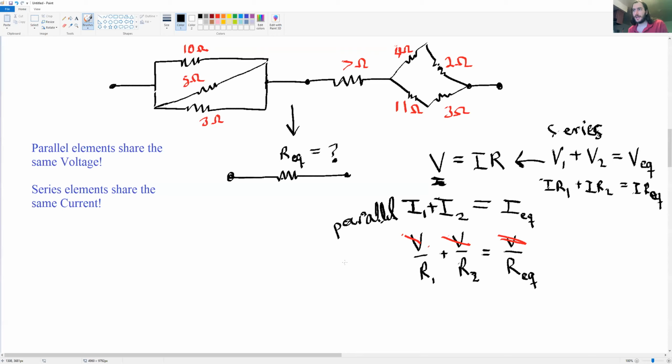For series capacitors, they share the same charge and they have different voltages. So it's the sum of the voltages. So V1 plus V2 equals VEQ. And then, so replace the V's with Q over C. And then you already can see it. Okay, it's going to be 1 over C plus 1 over C. That type of thing.